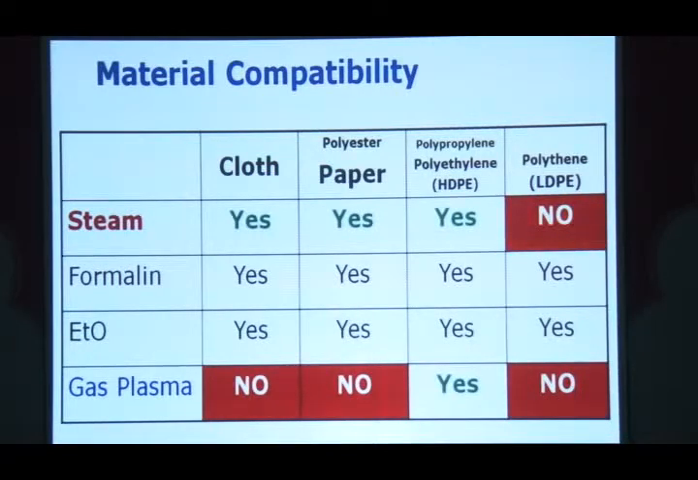Plasma: cloth, paper, and all cannot be put. It's a very expensive machine and it's very limited. Something like endotracheal tubes, all those things which are very heat labile, you can use plasma for that. And very sharp instruments can be used so that the sharpness is maintained throughout.